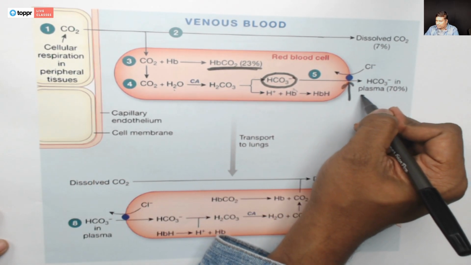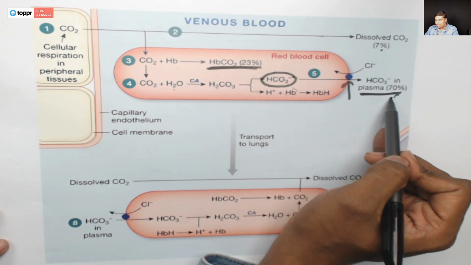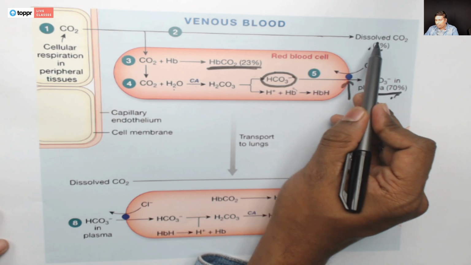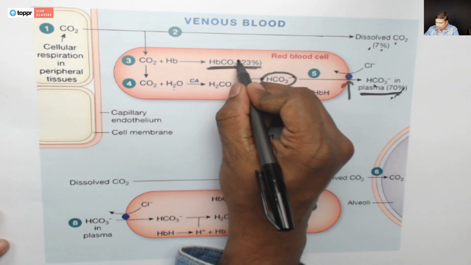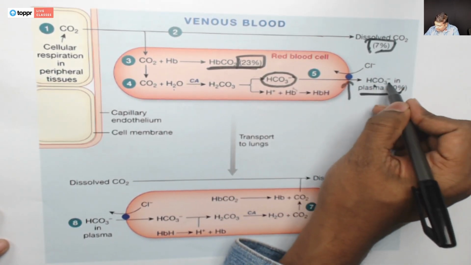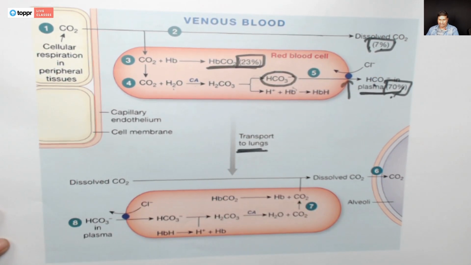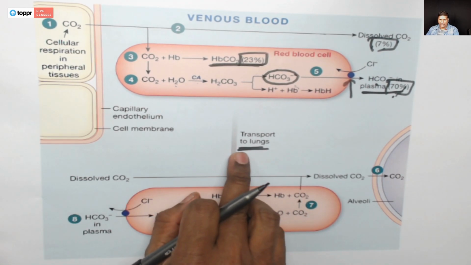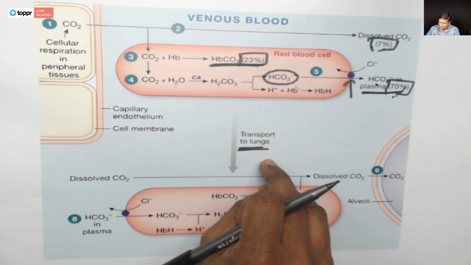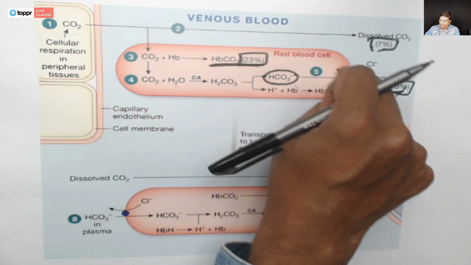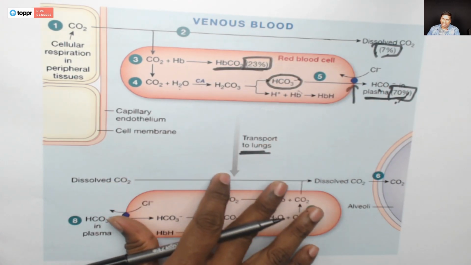So ultimately in the plasma, we are getting 70% of carbon dioxide in the form of bicarbonate and 7% of carbon dioxide in the form of dissolved carbon dioxide. Now this plasma along with the RBCs, so this 23%, this 7% and this 70%, everything is moving in the blood. And this blood is being transported to the lungs. So you have bicarbonate in the plasma, dissolved carbon dioxide in the plasma, and RBC with the carbon dioxide bound to the hemoglobin coming to the lungs. All three components are finally reaching the lungs.